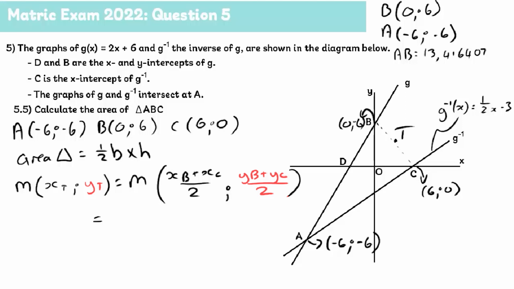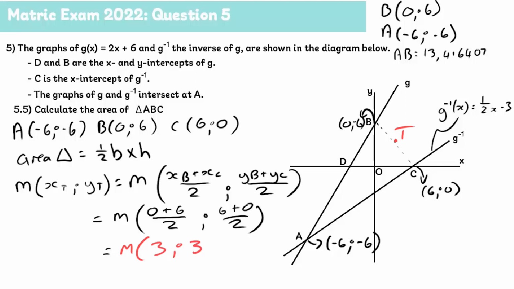And now we basically just fill in the coordinates. So the midpoint is, what's xB? It's 0. And xC is 6, over 2. yB is 6 and yC is 0. That'll equal 6 over 2, which is 3, and 6 over 2, which is 3. Therefore, this value over here is (3, 3). And then what I'll do here is I'll just put your midpoint is (3, 3).